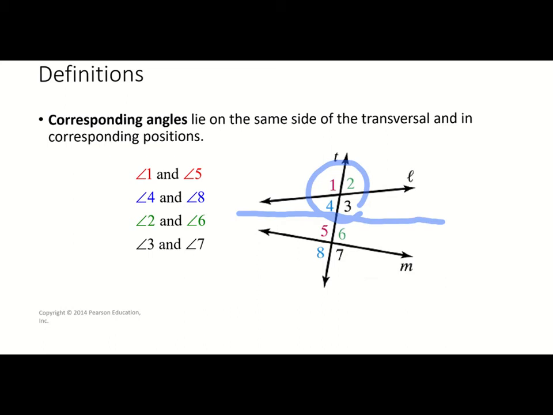And then 4 is on the bottom left, and so is 8. So that would be another pair of corresponding angles. The same with 2 and 6. They're both on the upper right. They're a pair of corresponding angles. And then 3 and 7 are also a pair of corresponding angles.